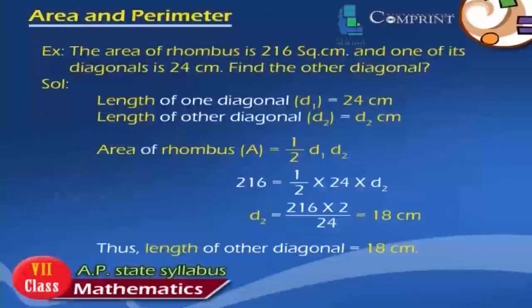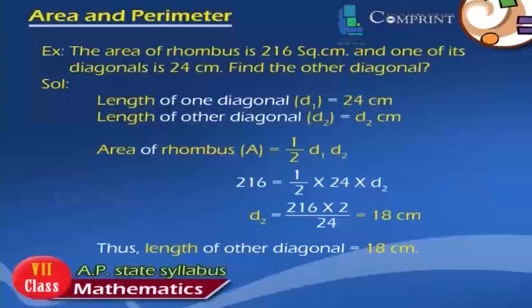Example, the area of rhombus is 216 square centimeters and one of its diagonals is 24 centimeters. Find the other diagonal. Solution. Length of one diagonal D1 is equal to 24 centimeters. Length of other diagonal D2 is equal to D2 centimeters.